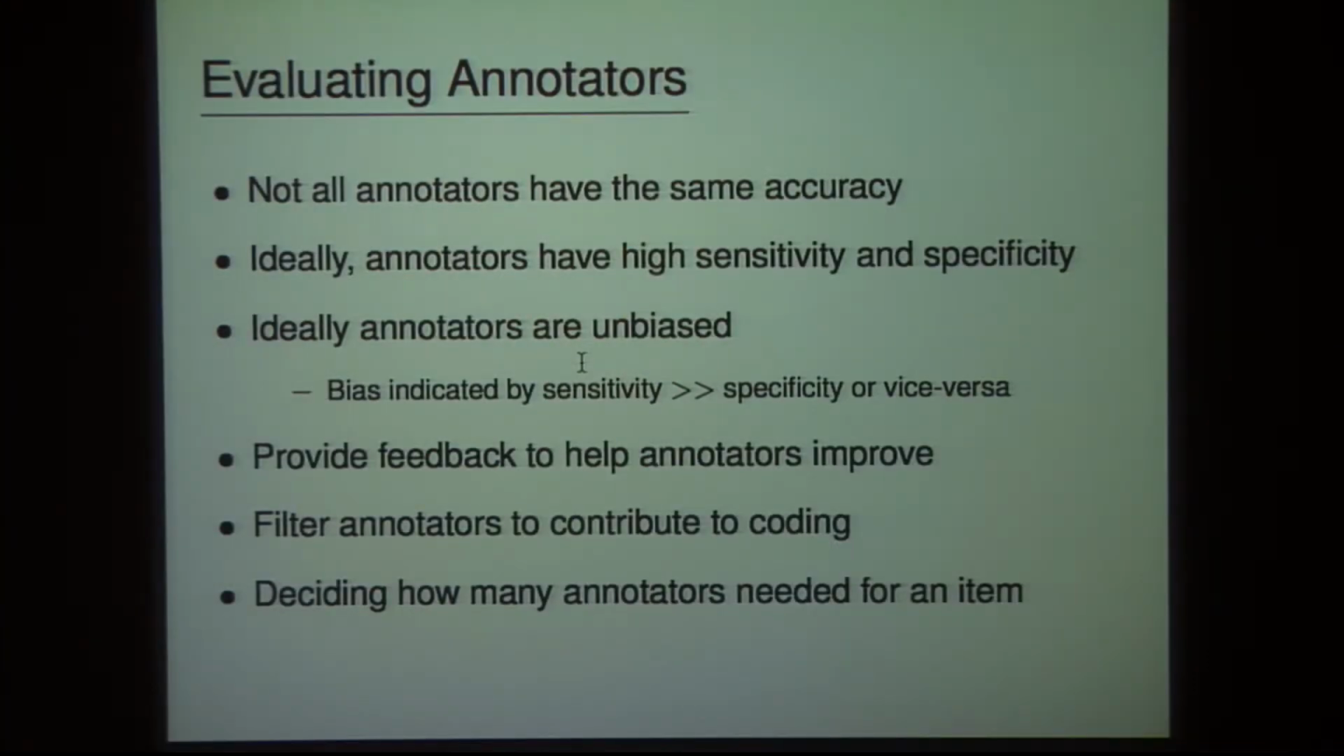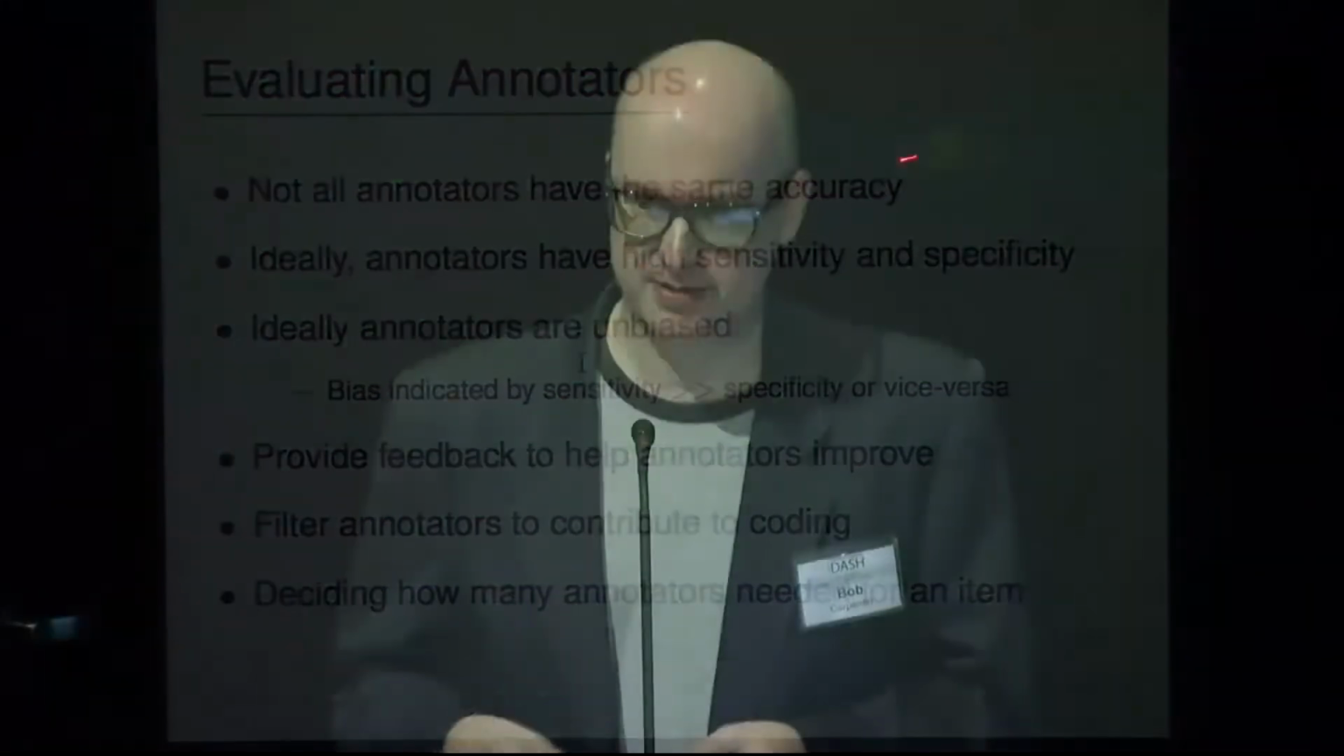So another point is evaluating annotators. One of the things we want to figure out, and this was one of Dawid and Skene's motivations, is that not all the annotators have the same accuracy. Ideally, they'll all have high sensitivity and specificity. They will be unbiased and highly accurate. But what we want to do is use these kinds of models as the annotation is progressing to provide feedback to the people who are doing this coding to help them improve their coding.